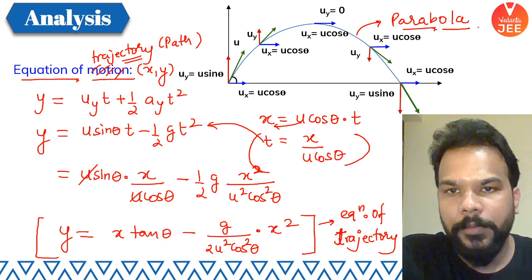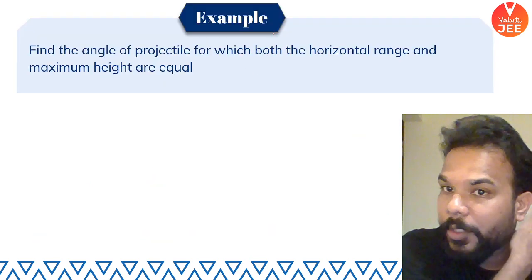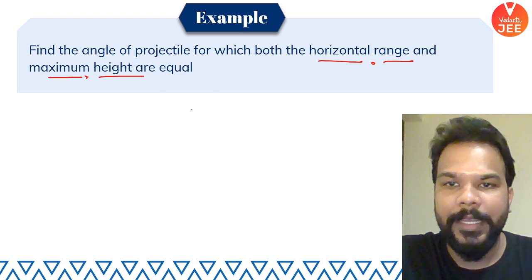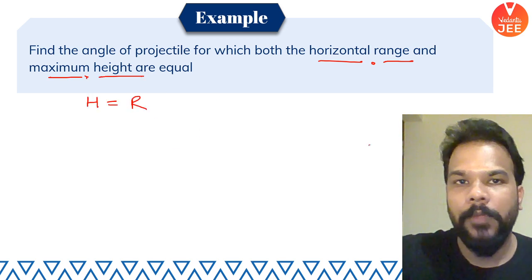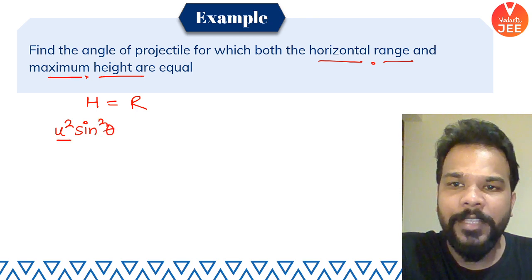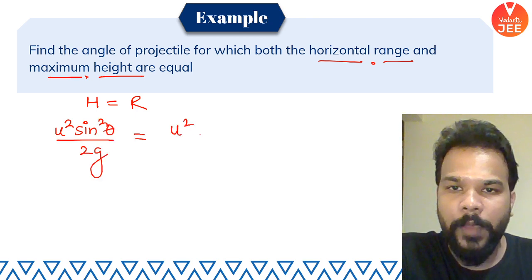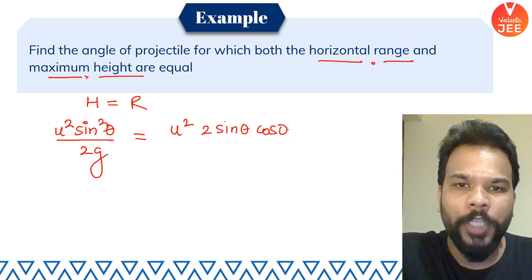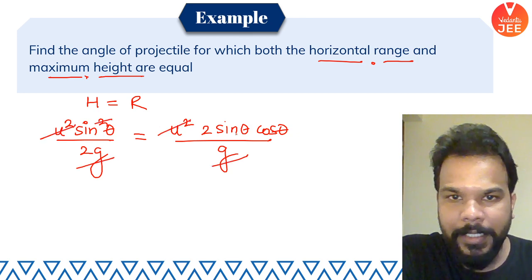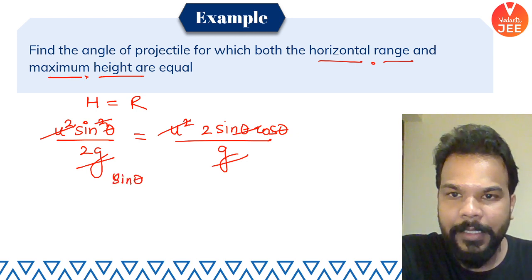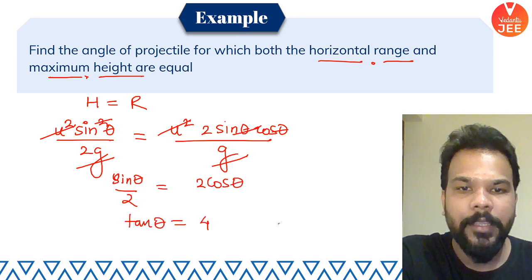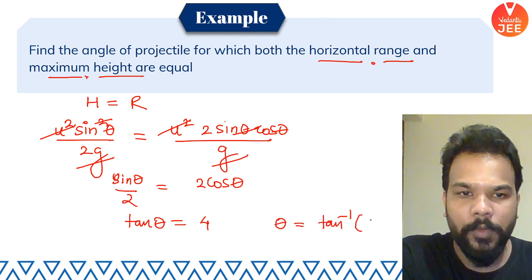Now let me help you with solving some examples based upon the same. We have to find the angle of projectile for which both horizontal range and maximum height are equal. So the question is saying that H and R have to be equal. What is the value of the angle for that? H formula is u square sin square theta by 2g, and range is u square 2 sin theta cos theta by g. So u square and u square get cancelled, g and g get cancelled, one sin theta gets cancelled. So I am left with sin theta by 2 equal to 2 cos theta, or sin by cos, that is tan theta, equal to 4, or theta comes out to be tan inverse of 4.